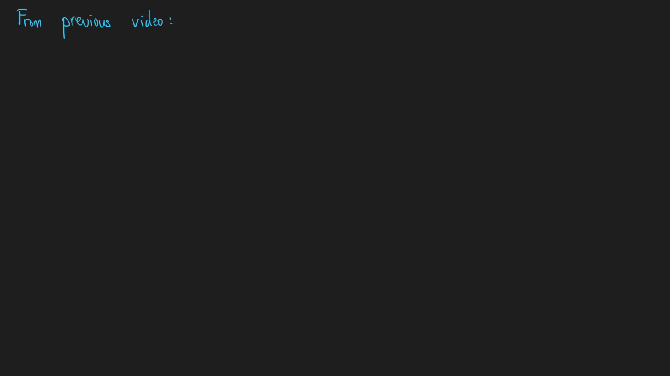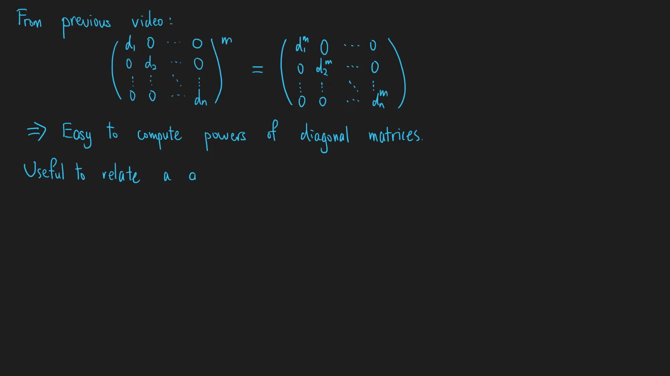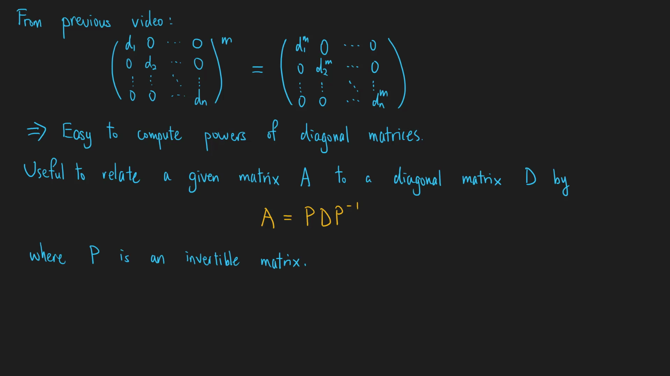From the previous video, we know that if we have a diagonal matrix with main diagonal entries d1, d2 up to dn raised to the power m, we just have to raise each entry to the power m. In other words, it is easy to compute powers of diagonal matrices. Therefore, it is useful to relate a given matrix A to a diagonal matrix D by A equals P times D times P inverse, where P is an invertible matrix.